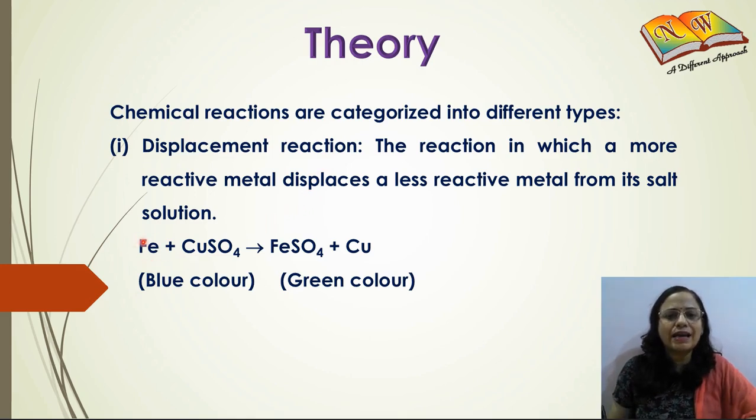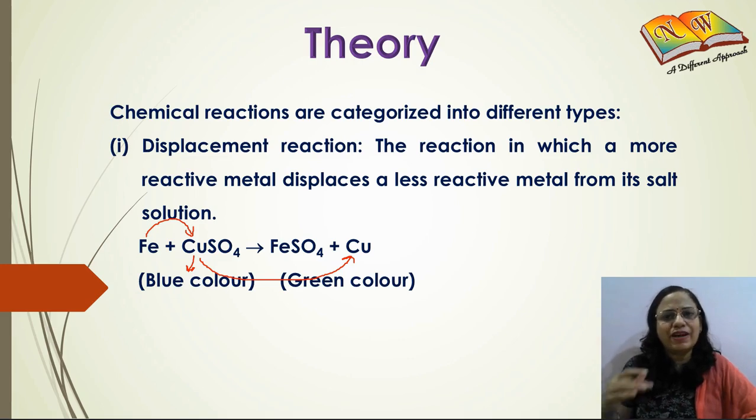So when we add iron filings to a solution of copper sulfate, what will happen? Iron is more reactive than copper, so it will displace copper and occupy its place. So iron will push out copper, resulting in the formation of iron sulfate, and copper goes out. Now, whenever you see such a reaction happening, what will happen? The color of copper sulfate solution is blue.